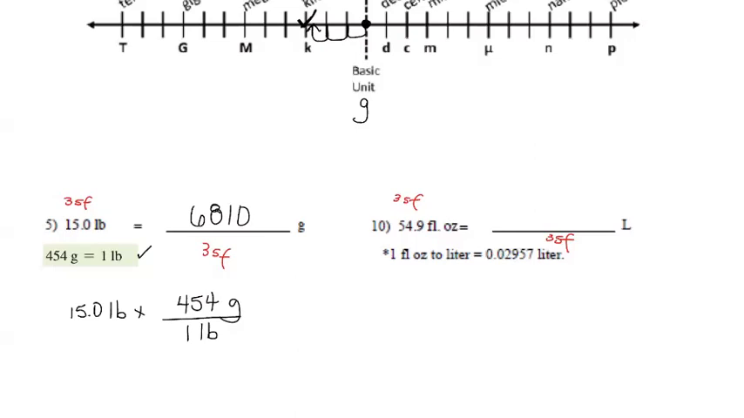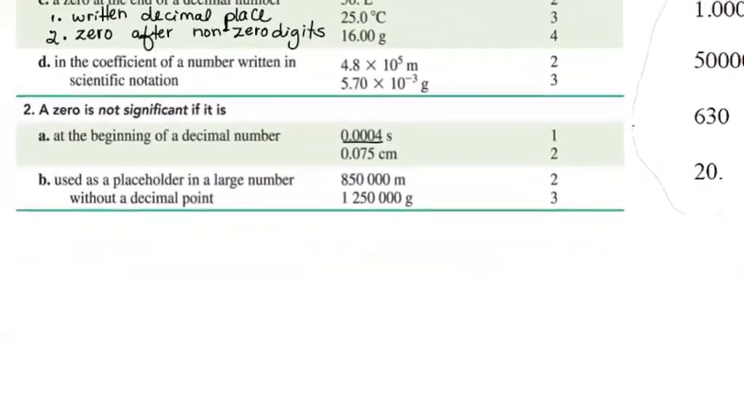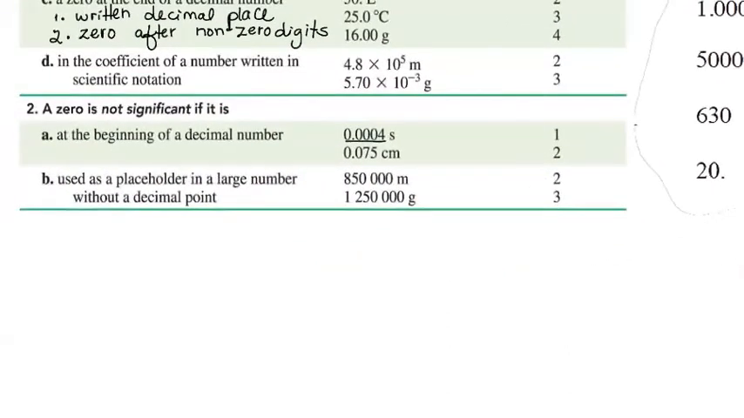Now, is 6,810 3 sig figs? Yes or no? Let's put it in the chat. Is the result that I wrote 3 sig figs? Come on, family. That is 3 sig figs. Let me review why 6,810 is 3 sig figs. Zeros at the end of a number with no decimal point are placeholders. It's just telling you that you have a large amount. So it's not that those zeros are unimportant. It's just that they are placeholders telling you that you have a large number.